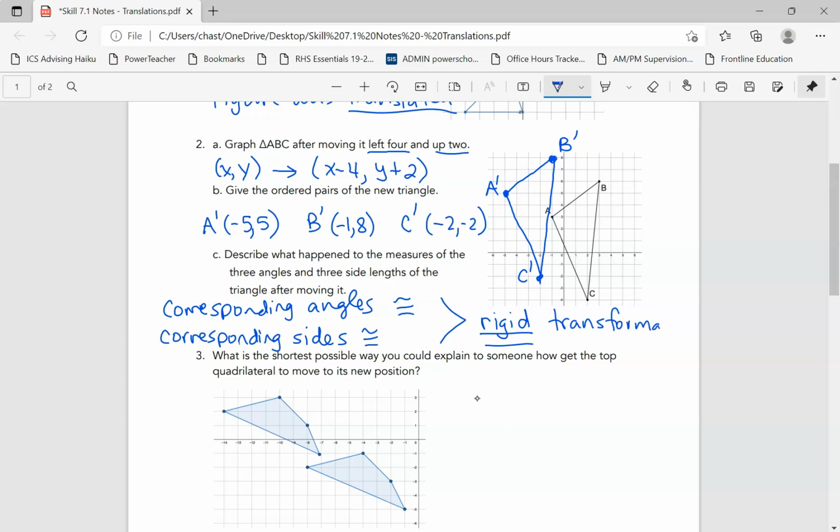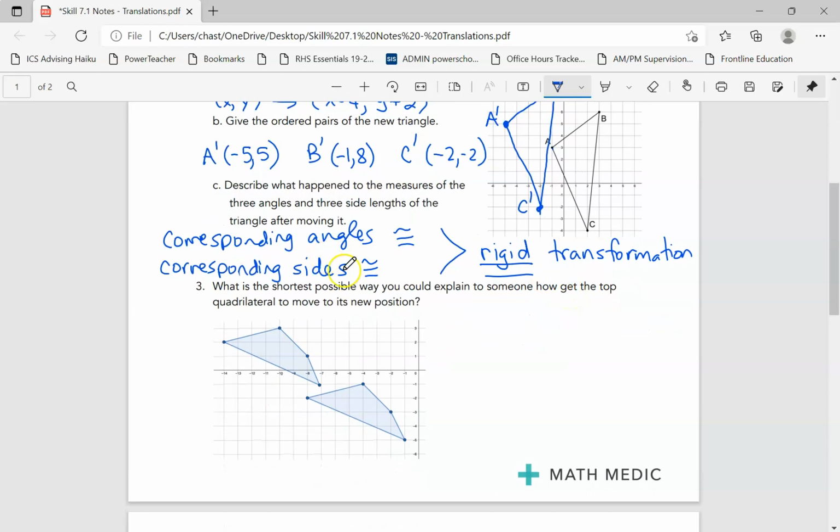Okay? And all that means is when you do the transformation, the new figure is congruent to the original figure. So if the angles stay the same and the side lengths stay the same when you do your transformation, that means that you have a rigid transformation. Okay?